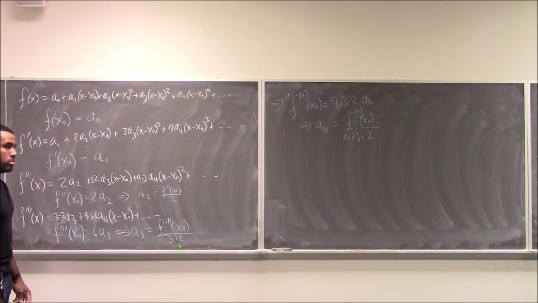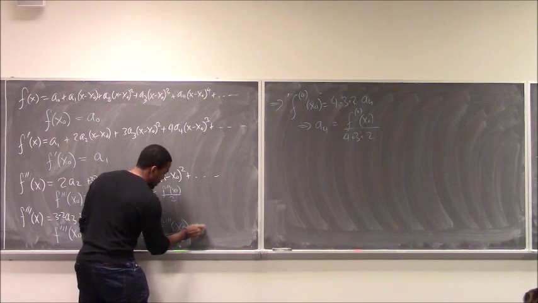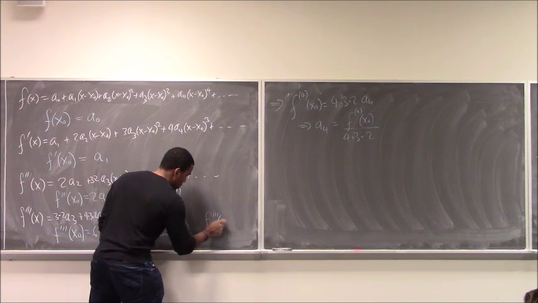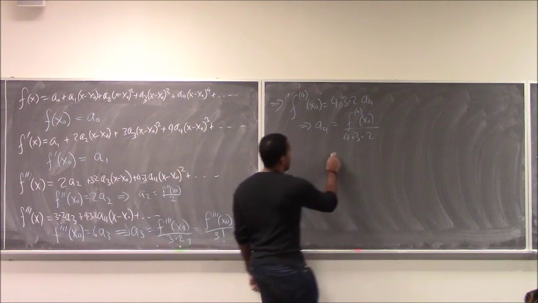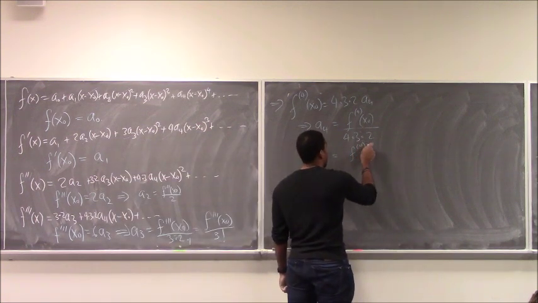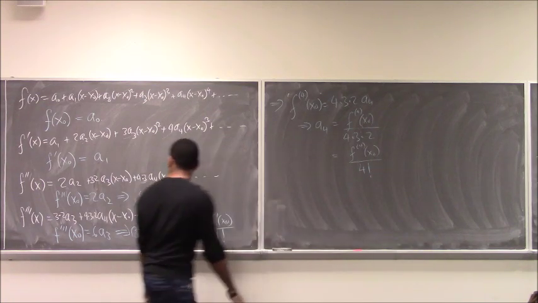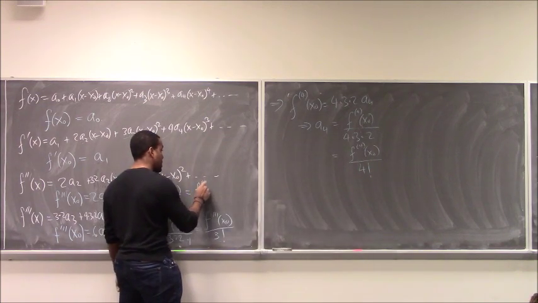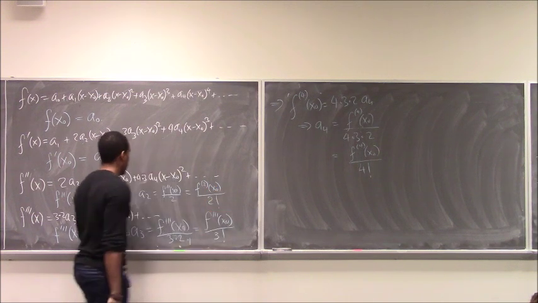Now what's the pattern? Yeah, a factorial in the denominator. What you can notice here is that I can multiply this by 1 because it's the same thing. So this is f triple prime over 3 factorial. This guy here is f to the fourth prime over 4 factorial. This guy is f to the second prime over 2 factorial.